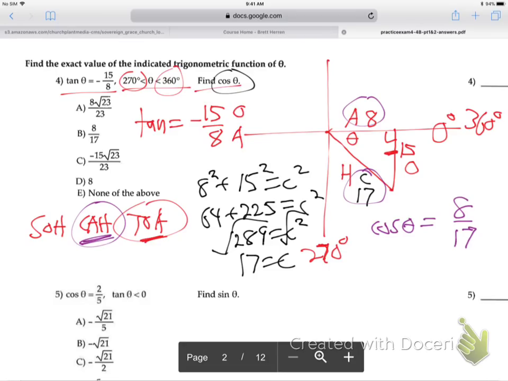How do we do the signs? All students take calculus. That tells you which trig functions are positive in which quadrants. So in the fourth quadrant, cosine is positive. So this is positive, 8/17. Yep, there it is. Positive. So always check, the last thing, check the sign. With all students take calculus, you're in the fourth quadrant, cosine is positive. Everybody okay with that? Remember how to do that?